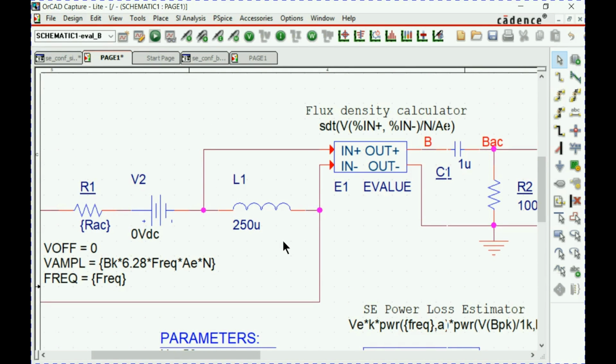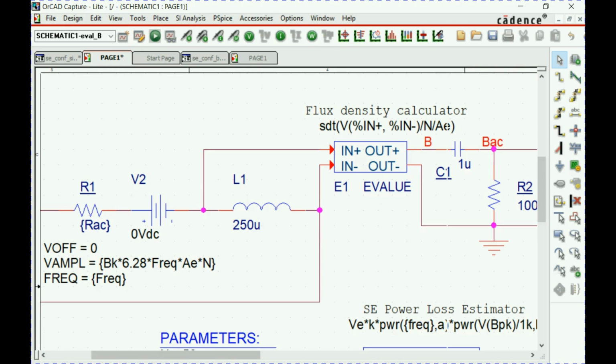Now what we are doing here is measuring the voltage across the inductor and calculating the flux density by the state space equation. What this says is that it is the integral of the input voltage divided by the number of turns and the cross-section area of the core. So this actually calculates B, the total B of the core, by measuring voltage and taking the integral of it.